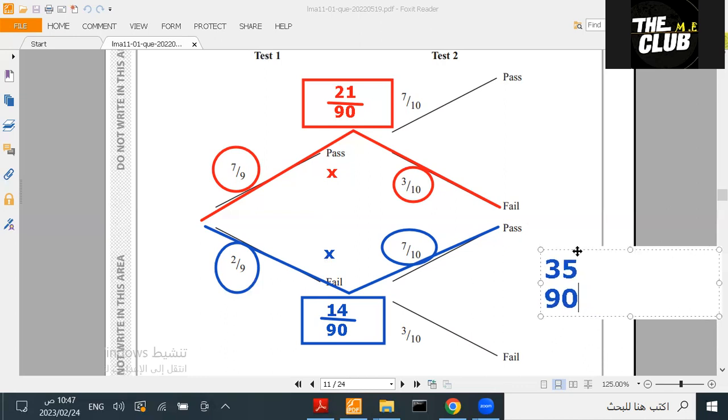This. Well, the answer will be 35 over 90. Let's make it like this.